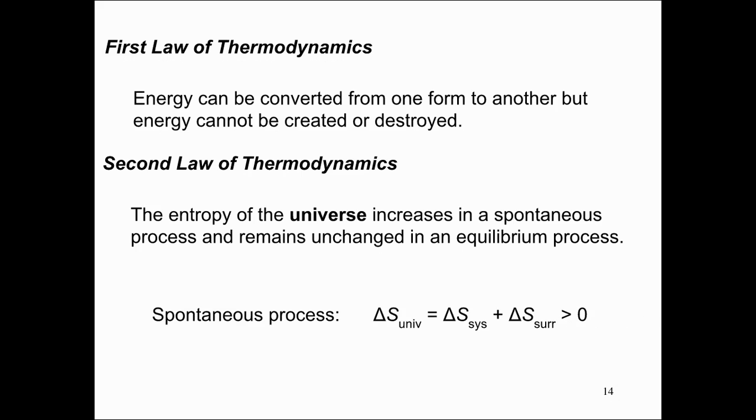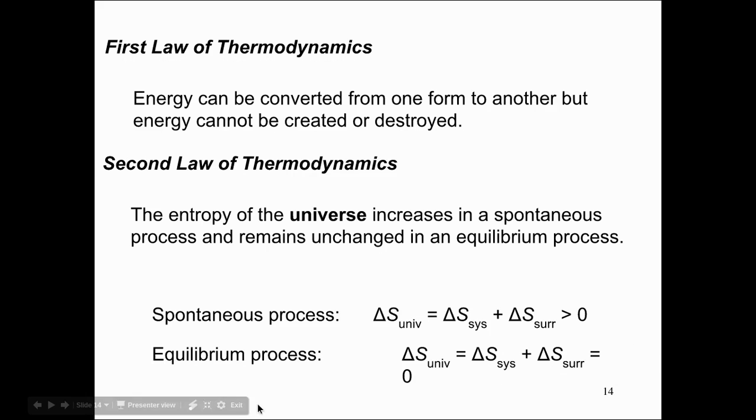So in a spontaneous process, the total entropy of the universe, which is a sum of both the system and the surroundings, is going to be greater than zero. And in an equilibrium process, that change in entropy for the universe, the sum of the system and surroundings, is going to equal zero.